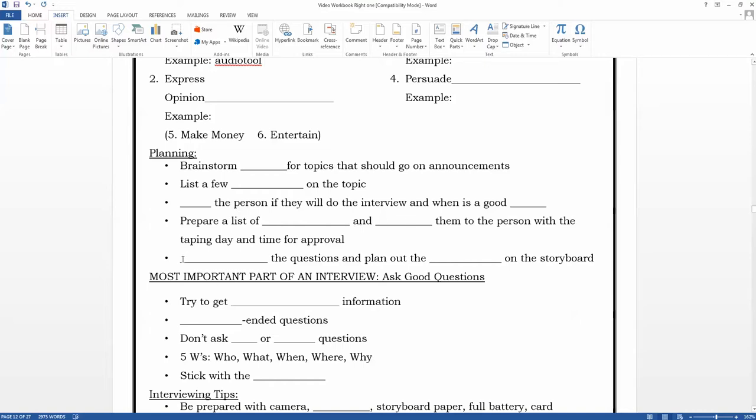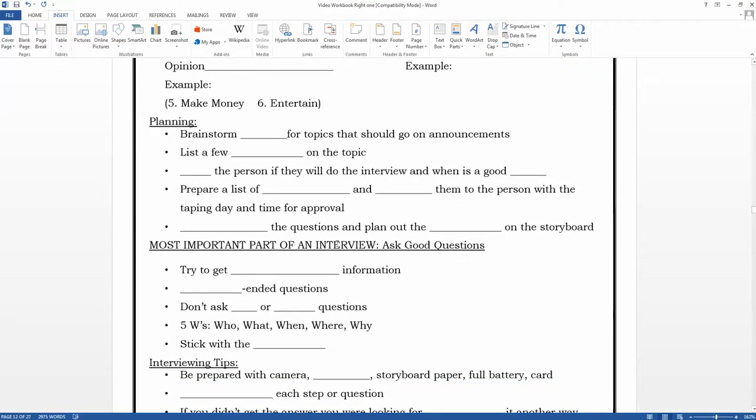And then you want to storyboard the questions and plan out the camera shots on the storyboard. So I guess I have storyboard twice. So maybe finalize the questions, I think I'm supposed to put here. So finalize the questions. If you already wrote storyboard, that's fine. Finalize the questions and plan out the camera shots on the storyboard. Since an interview is all about asking questions, that's the most important part. So you want to try to make sure that you're getting good information.